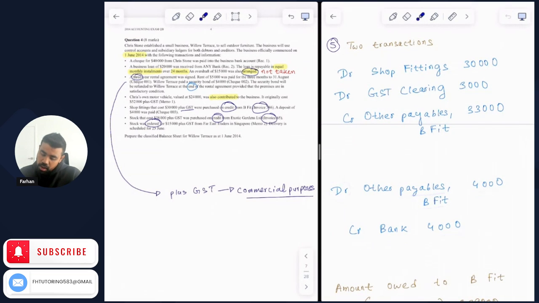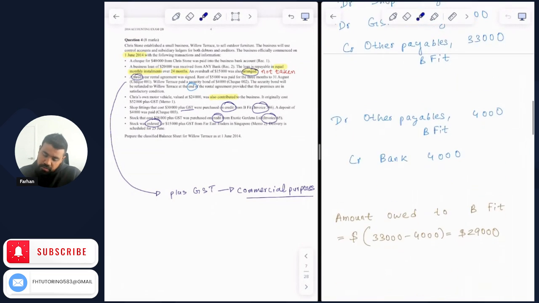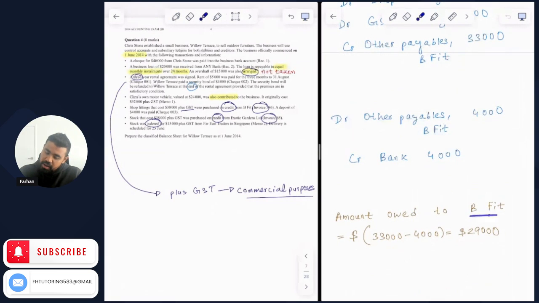So the final amount we will owe to BFIT is $33,000, which is $30,000 plus $3,000 GST for the shop fittings, minus $4,000, the payment that we have made, and at the end we owe BFIT $29,000.